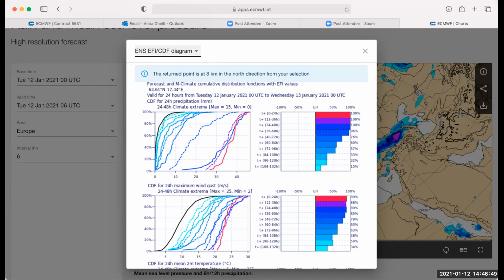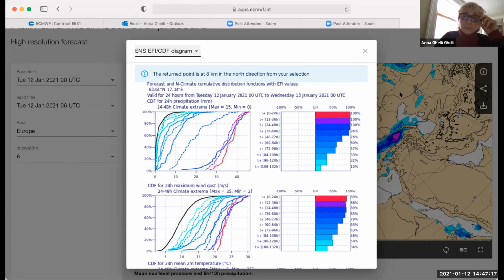And also, I have one question I want to ask. In EFI, we can only use this index when there are extreme situations, or? Yes. So the EFI is not for normal forecasting. The EFI is specifically for extreme events.